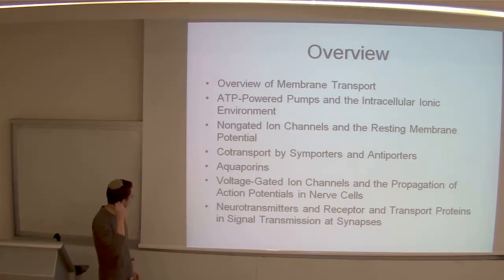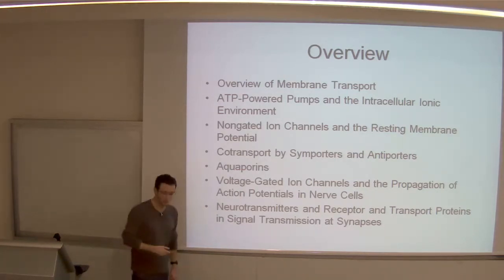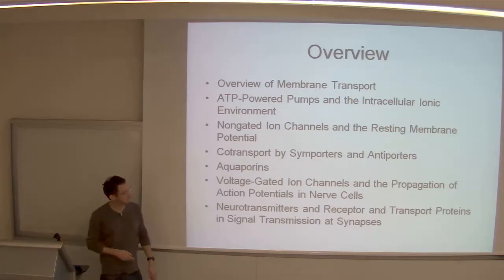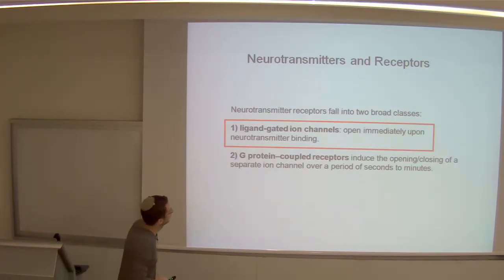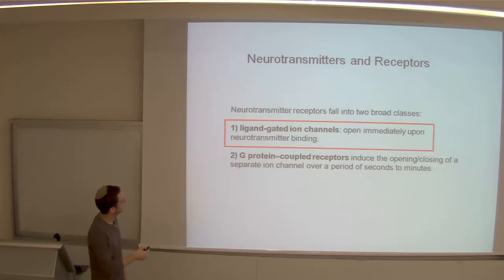So that was all about the voltage-gated ion channels. And now the last part, some principal components at the synapse. So first, neurotransmitter receptors. The receptor proteins that bind neurotransmitters fall into two broad classes. The first are ligand-gated ion channels, which are themselves a channel. They recognize a neurotransmitter, a ligand, and then a channel is opened on the same protein.